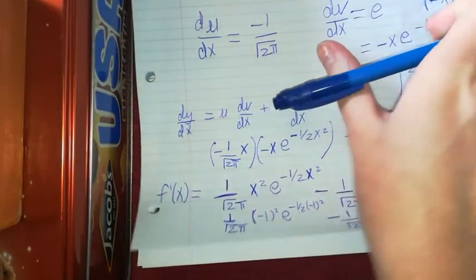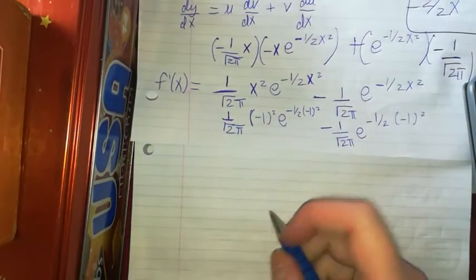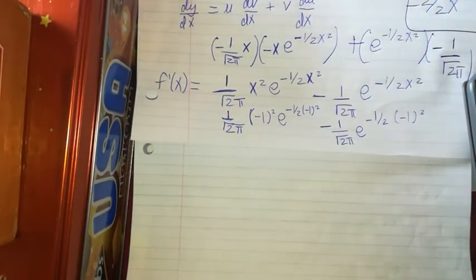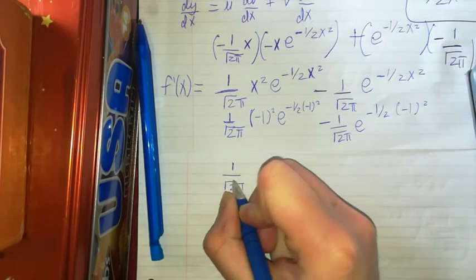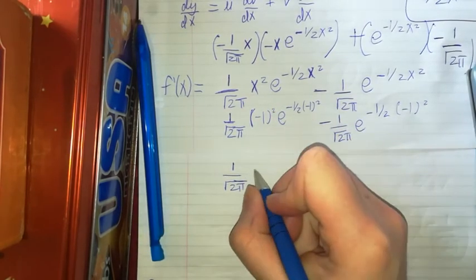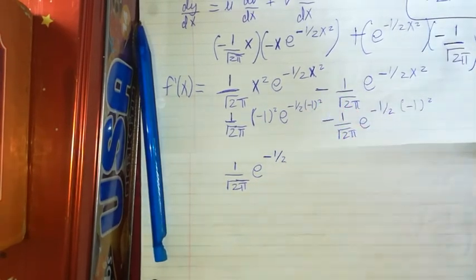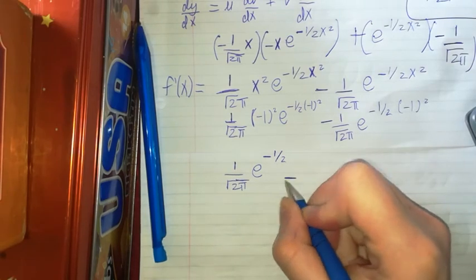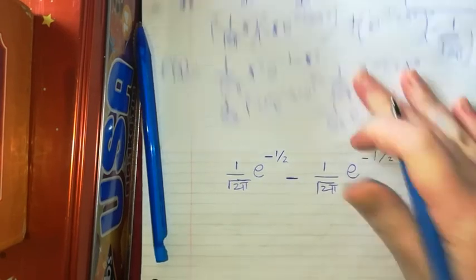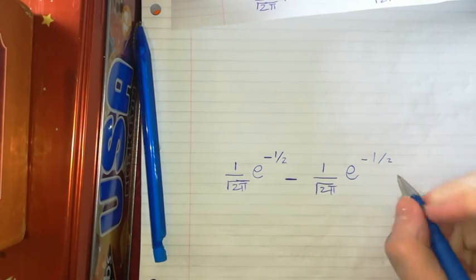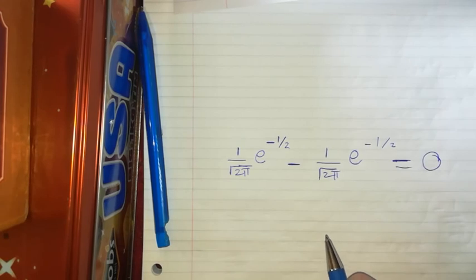So I'm just going to move on to a different page. Then we get minus 1 over root 2 pi, sorry, and then minus 1 squared is just going to be plus 1, so that's just going to be e to the power of minus a half, and then minus 1 over root 2 pi e to the power of minus a half. Well, that's just one thing minus itself, so that's going to be 0. So I've shown that my second derivative at b is 0, and that is our answer. Thank you.